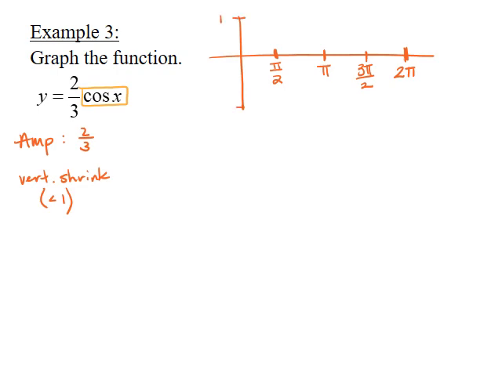Now, typically our range is between -1 and 1, but my amplitude is 2/3, which means I'm going to start and end at the maximum, which is 2/3. Then I'm going to be at my minimum halfway between. 1/4 and 3/4 of the way, I am at my baseline. So the graph is going to look like this.